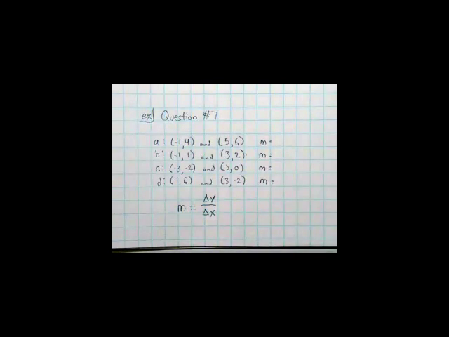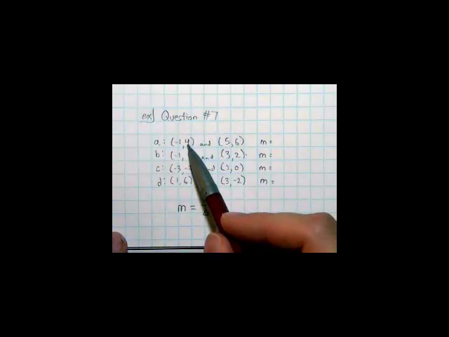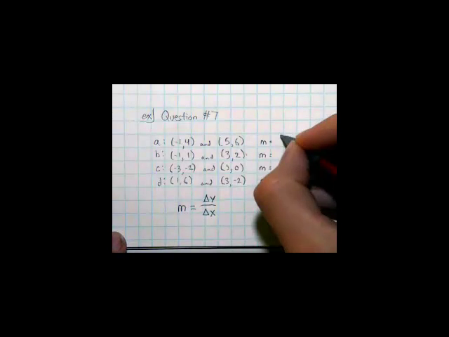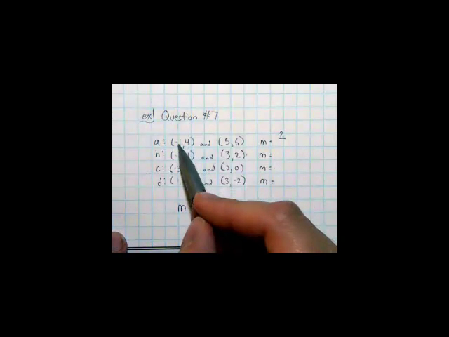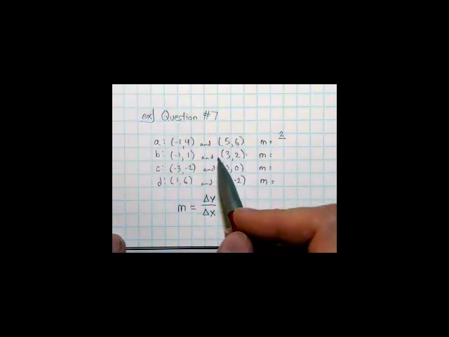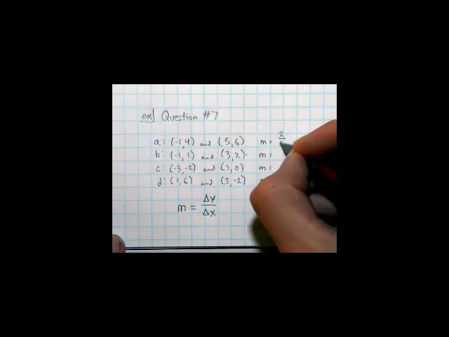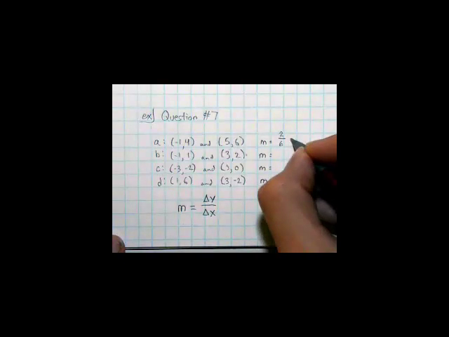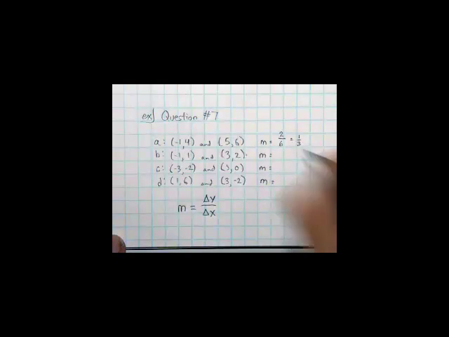So just look at each one of these individually then. Okay, 4 is this y value. 6 is that y value. What is the change in the y? 2. Okay, so this slope is 2 on top. -1 is the x. Up to 5, what's the change in the x? Yes, 6. So I got 2/6, which is 1/3. Reduce that to 1/3.